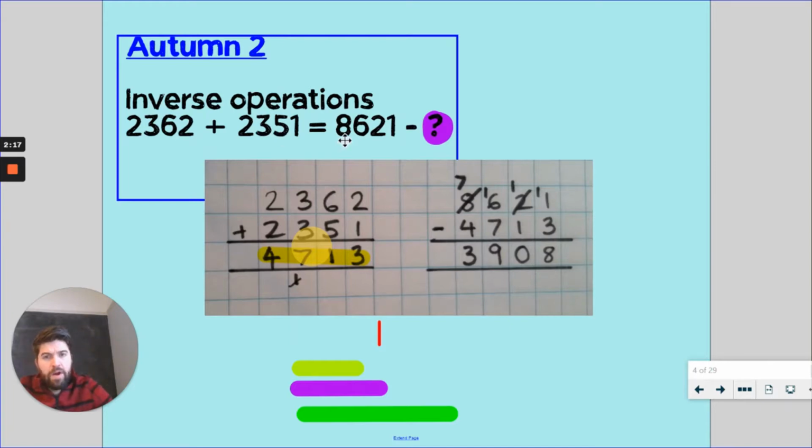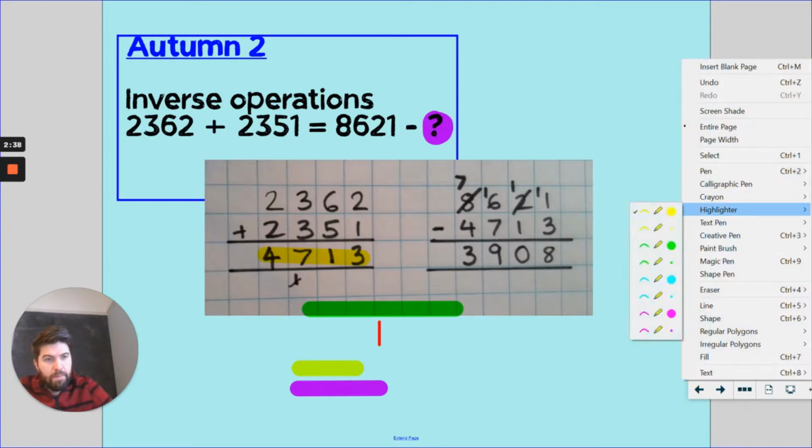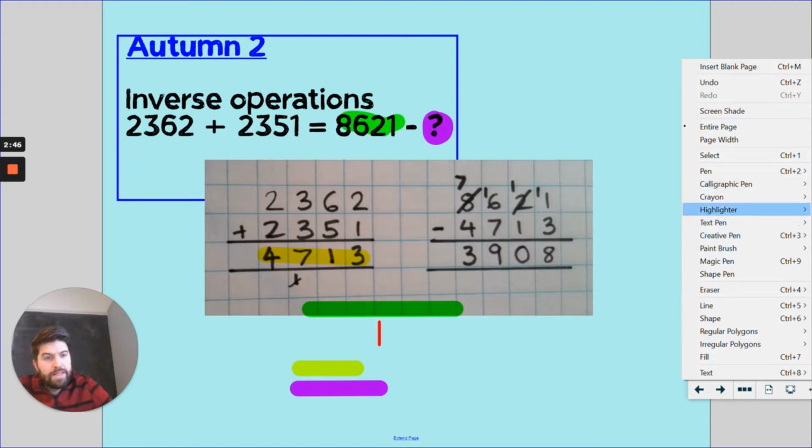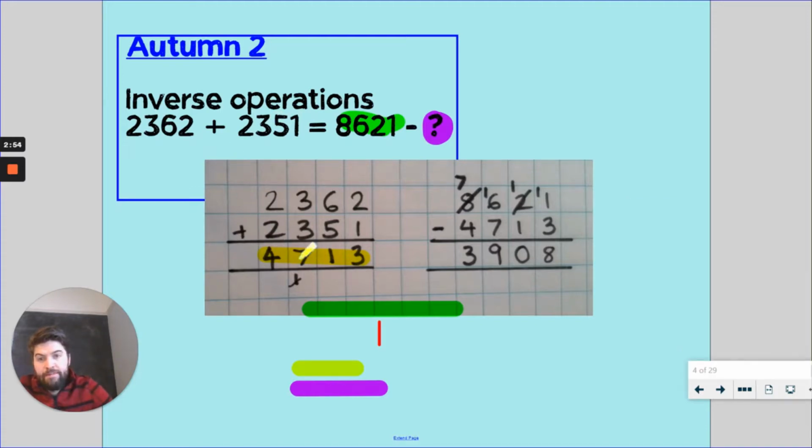Now, I now know then that 8,621 subtract a mystery amount equals 4713. So how am I going to find that mystery amount? Well, I'm going to think of 8,621 as the whole. If 8,621 is the big amount, the whole amount, I can then think of it as being made up of two parts. When I take away the mystery value, I am left with 4,713. I'm left with these two added together.